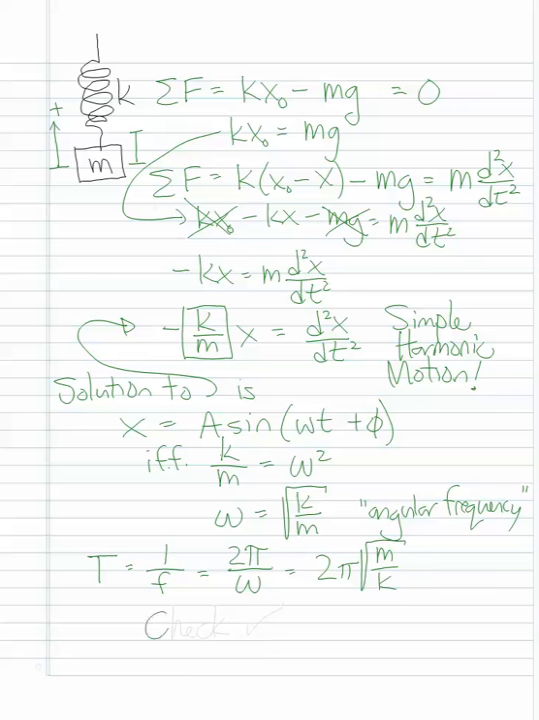And now we can check and think about that. If we have a heavier mass, we get a longer period, and if we have a stiffer spring, we get a shorter period. And so that works. We're done.